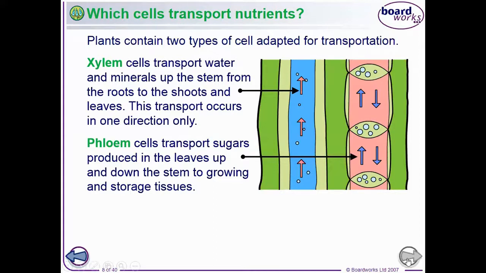However, once the food of the plant has been made, the food is stored elsewhere. So we have bidirectional flow of substances in the phloem cell.